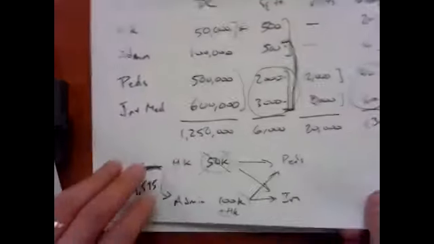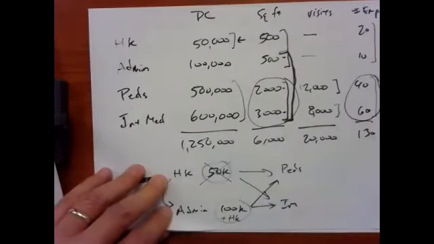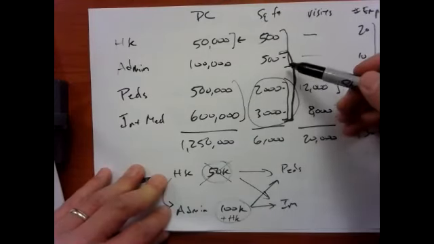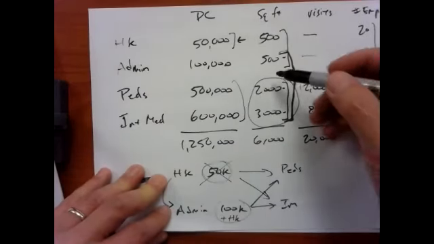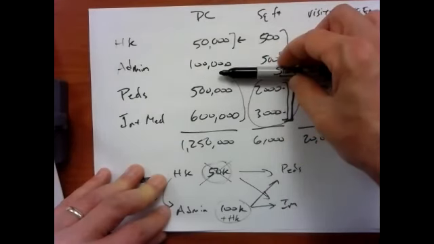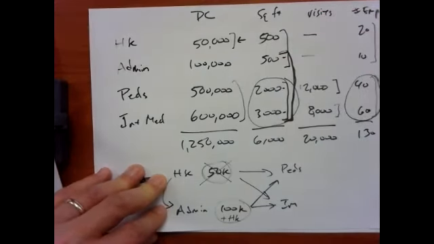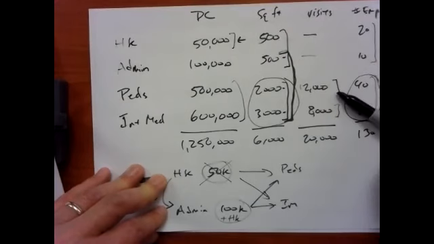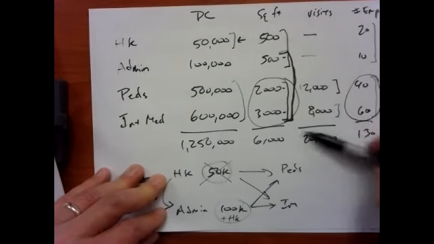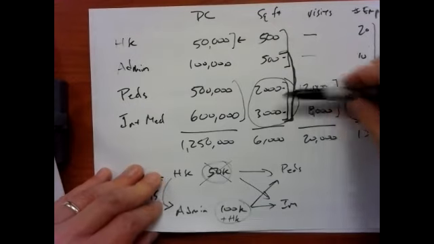Cost driver. We're only going to pay attention, when we do this step down process, to the drivers that are below the cost pool that's currently being allocated out. Well, as it turns out, admin is the last cost pool, and we only have visits for peds and internal medicine anyway. So this is pretty simple.